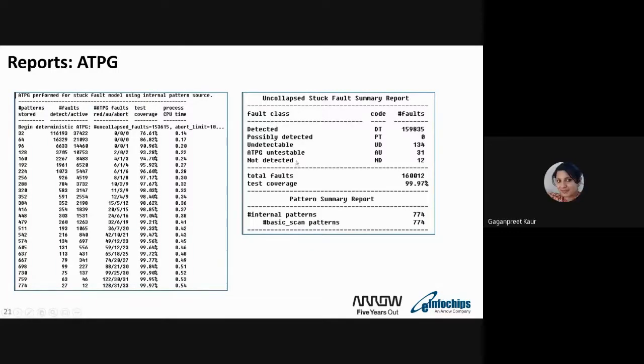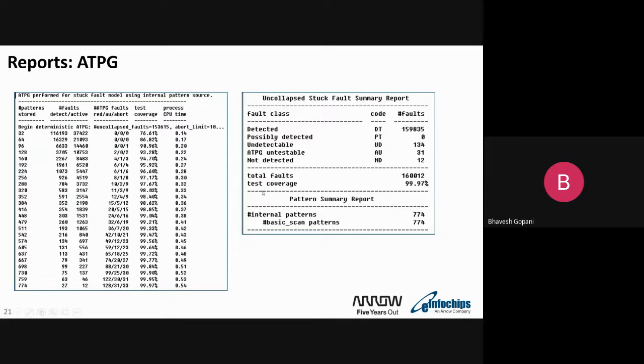Both UD and ATPG untestable faults are tool limited faults. Tool limited. They are not being detected by the tool.